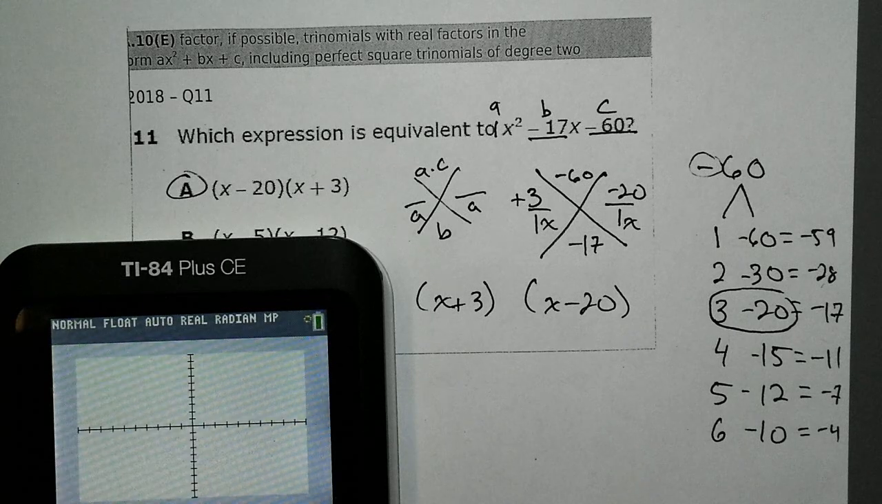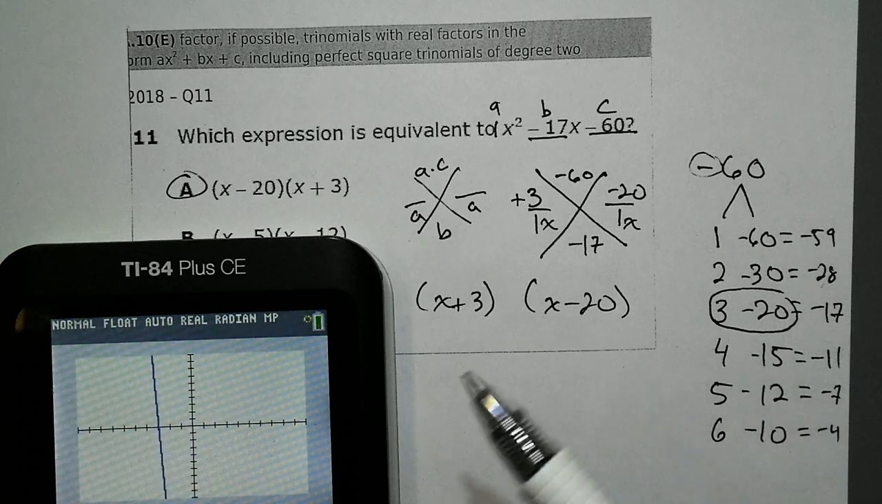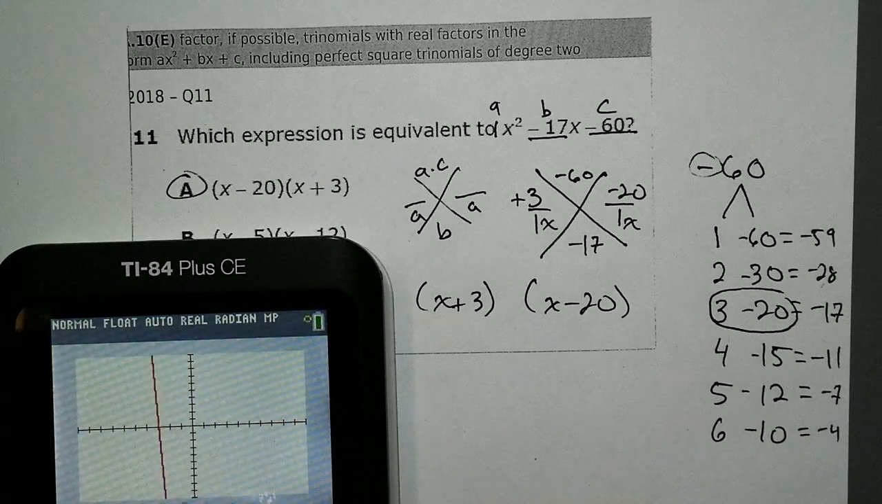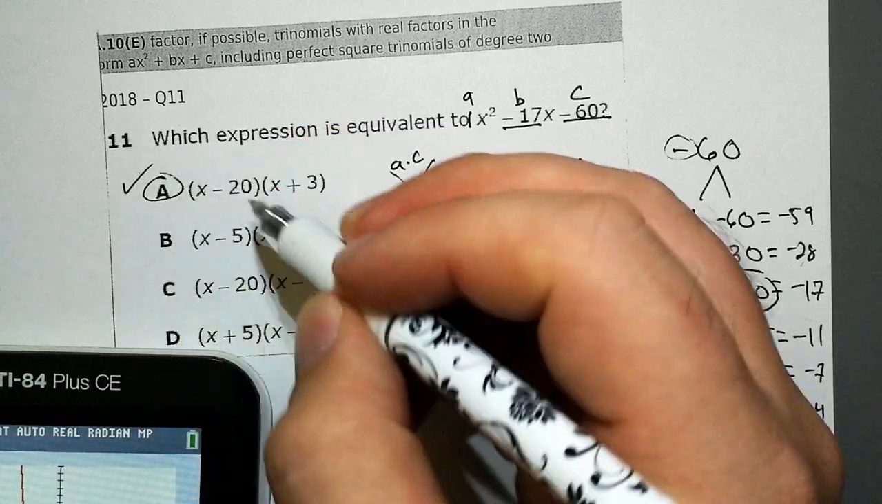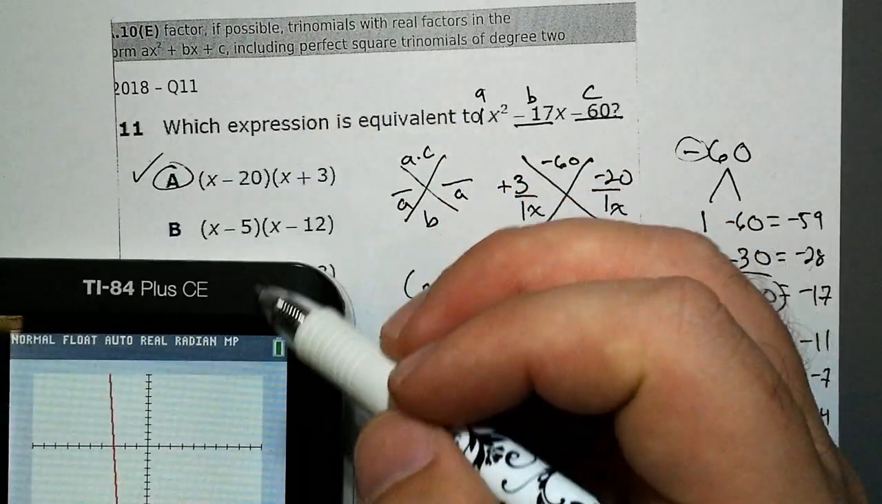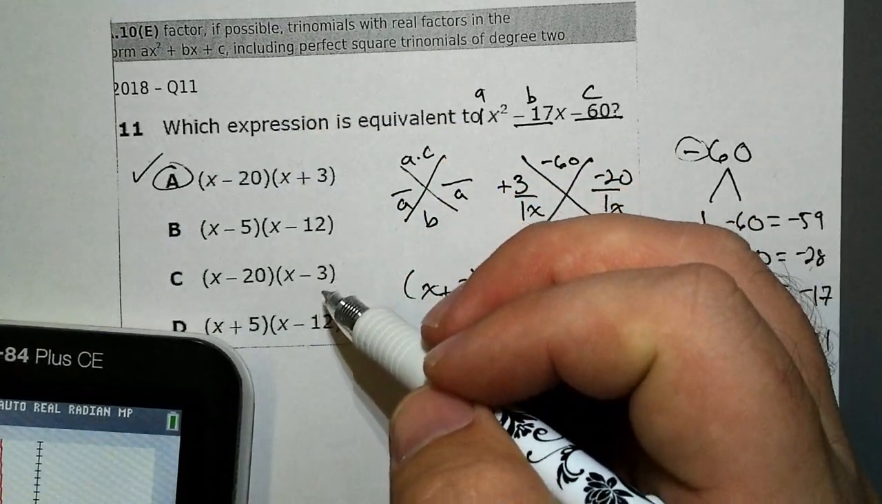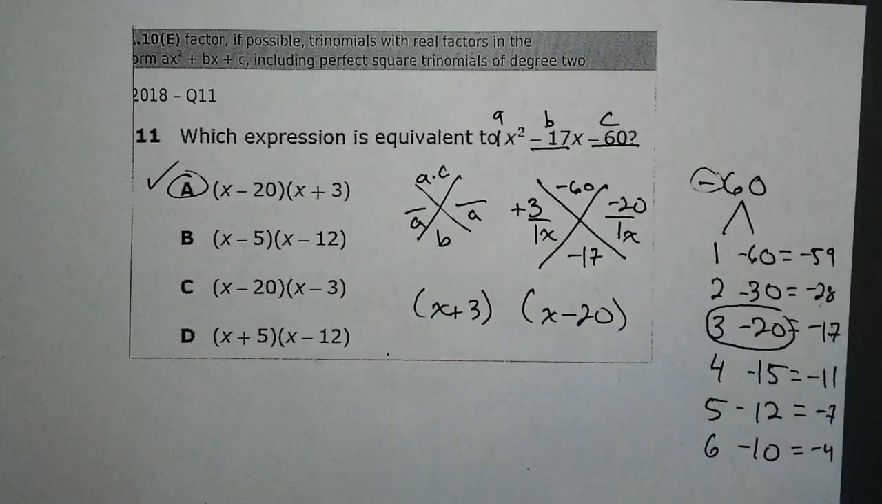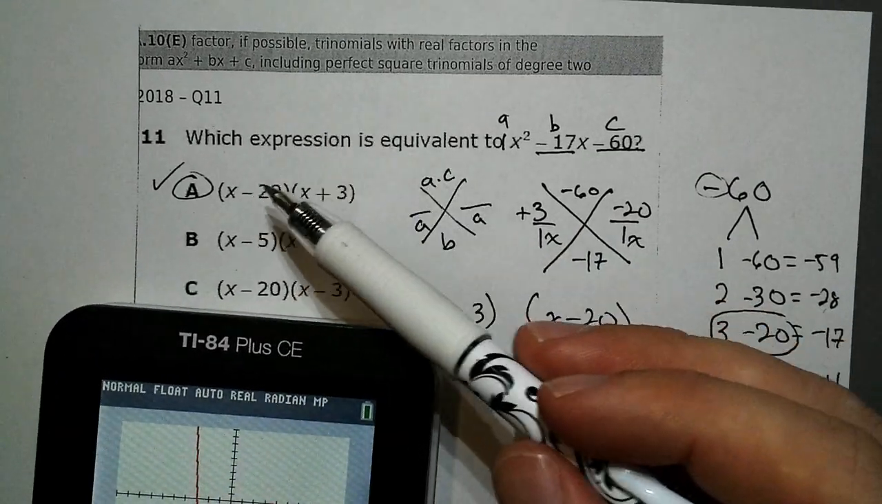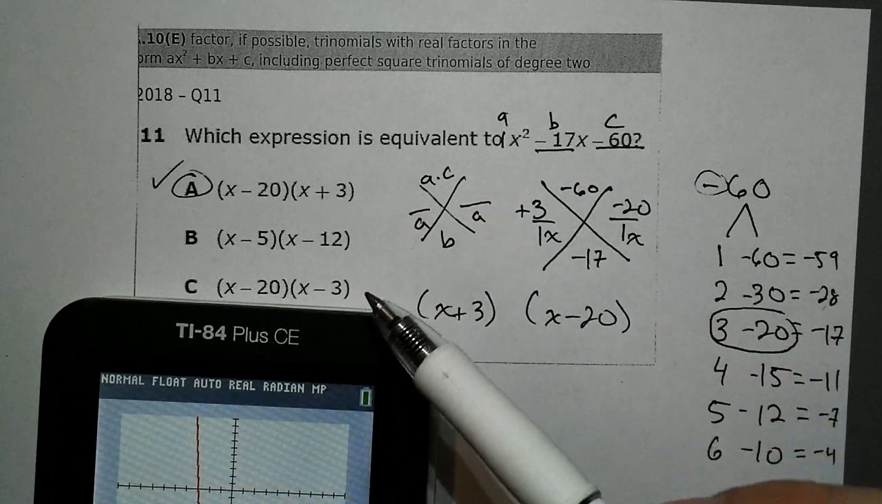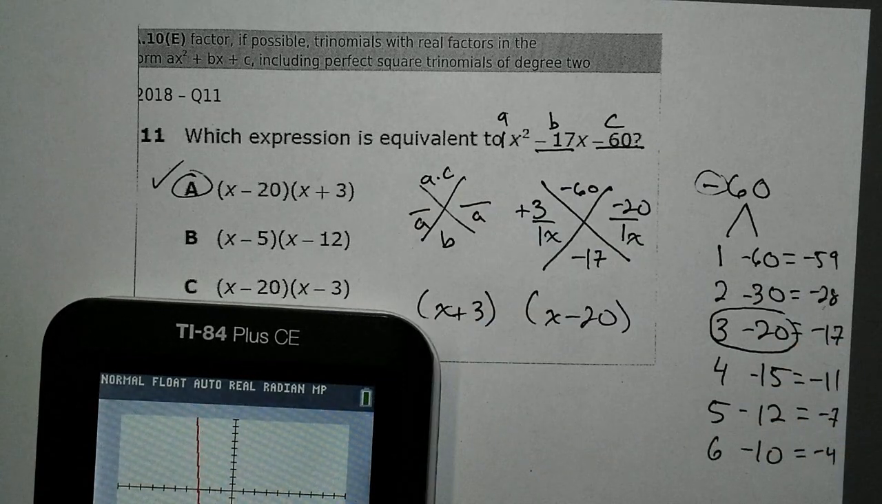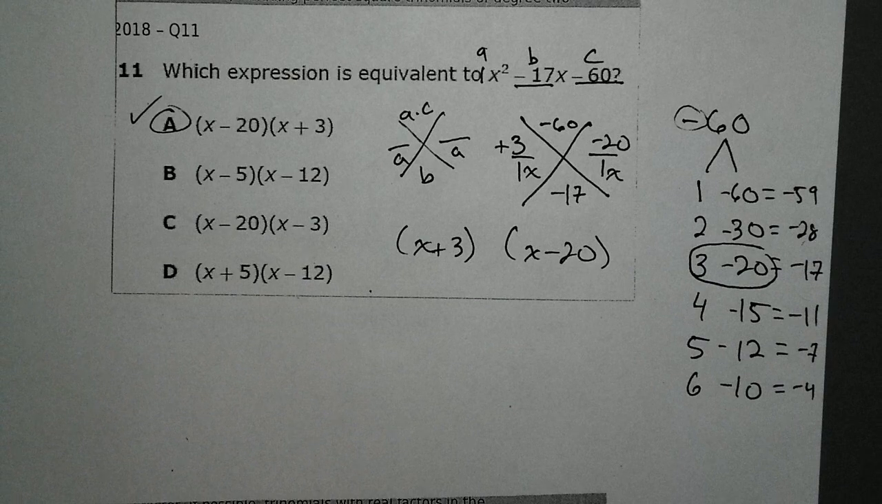So when I hit graph, I see those lines go right over each other and they overlap. So I know this is my answer. And when I type in the rest of these, you're going to see different lines in different spaces, which will eliminate all of them. So the alternate way, if you have both factors and you have the entire quadratic, you can put them in your calculator and check it that way. All right, let's move on to the next one.